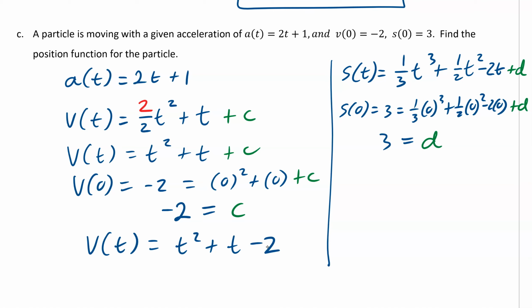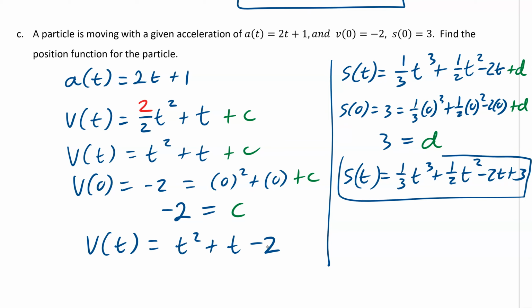This is what's nice about using an initial. The time is 0, so when you plug it in, your d and your c are the constants that we're getting. So s of t is equal to 1/3 t cubed plus 1/2 t squared minus 2t plus 3. So this is our position function. So based on an acceleration that we can calculate, an initial velocity and initial position, we know exactly what the position of our particle should be.